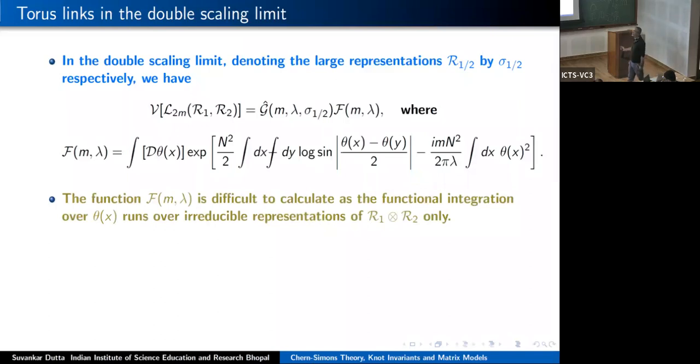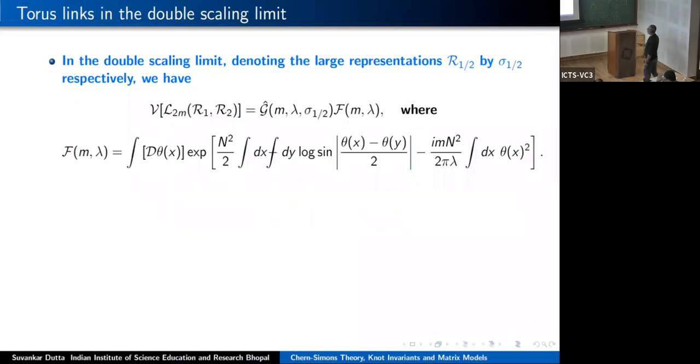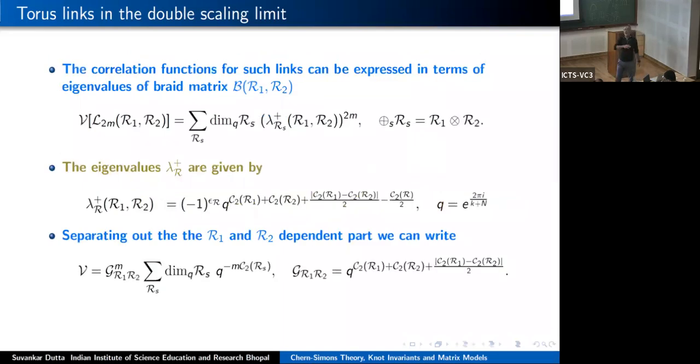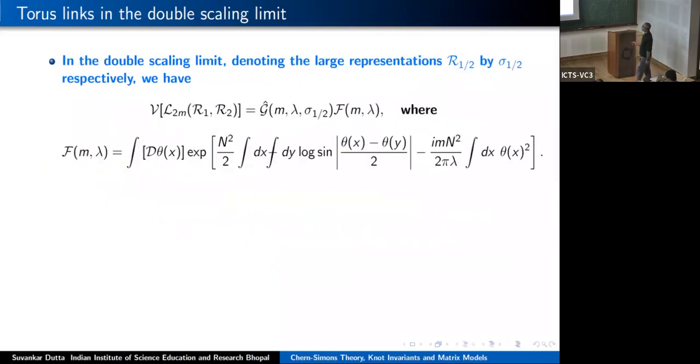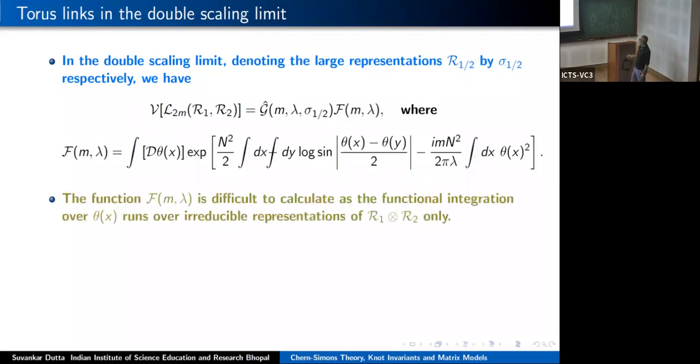In general, this is difficult to calculate. You can think of why we can't do a saddle point analysis. You have to be careful because this sum is not over all representations. This sum is over irreducible representations of R1 and R2. You can do a saddle point analysis, but it's not guaranteed that the dominant representation at large N will be an irreducible representation. But then what can we do? Theta is from minus pi to plus pi. That is how we have defined these angular variables. Since all the representations associated here are integrable representations, meaning we have some bound on these hook numbers and so on, you can define these angular variables.